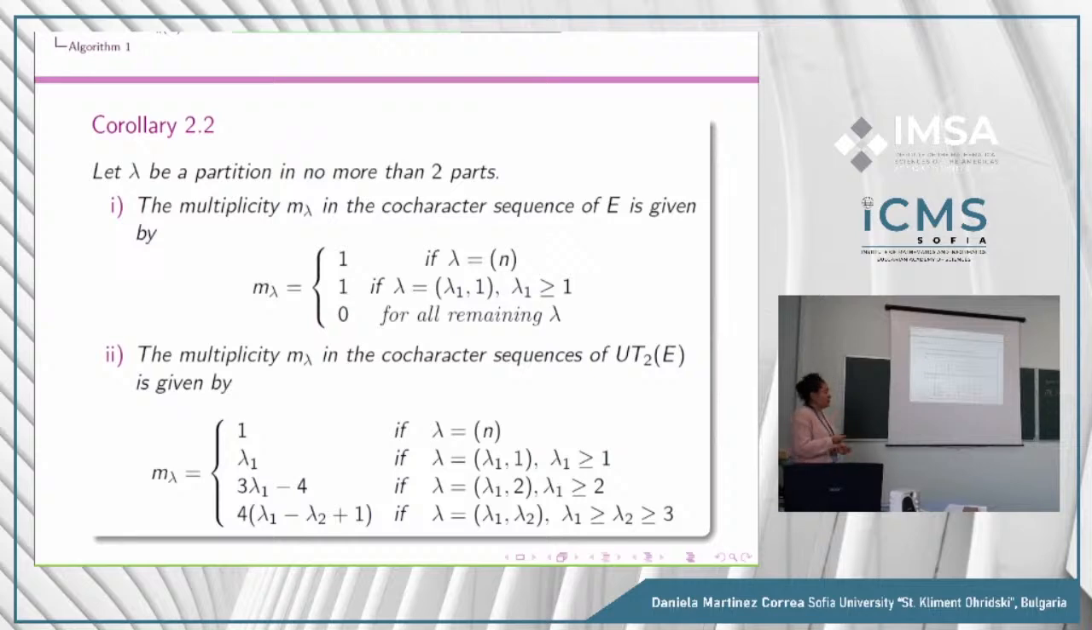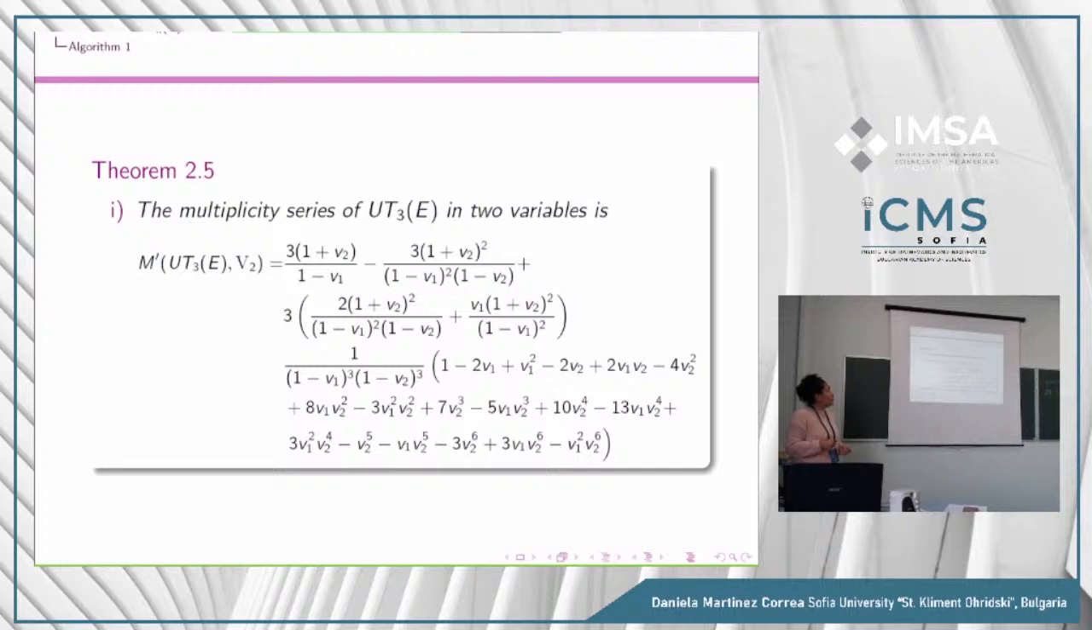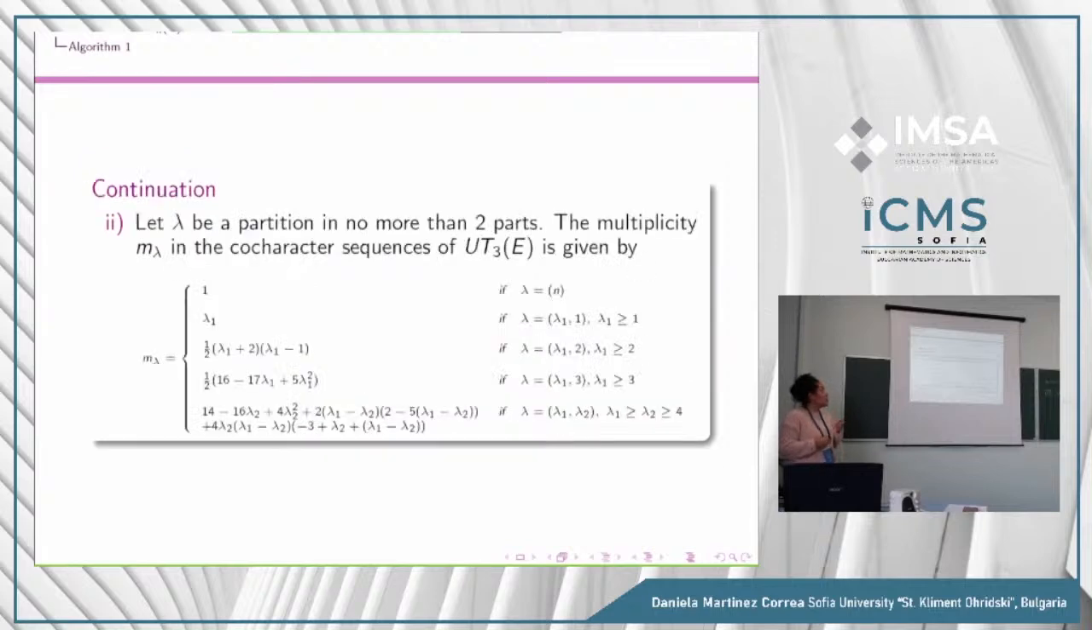Okay? Finally, we compute the multiplicity series for this algebra in two variables. Okay? And it is given by this expression. Then we wrote this multiplicity series like a power series, and we obtain the coefficients, but the coefficients are the multiplicities, so we obtain the explicit form of the multiplicities n lambda for UT3 when lambda is a partition in no more than two parts. So this is a result.